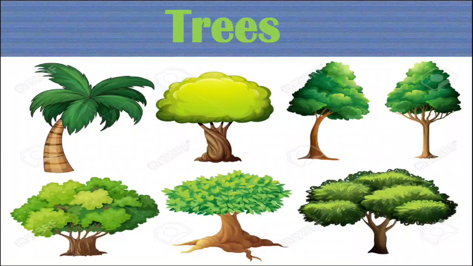The first type of plants are trees. The plants which are very big and tall are called trees. They have a very thick stem or thick trunk and many branches on the stem. Trees can live for many years. Look at the trees. Look at the stem of the trees and how tall the trees are. Look into the pictures. Examples of big trees are mango and banyan tree.